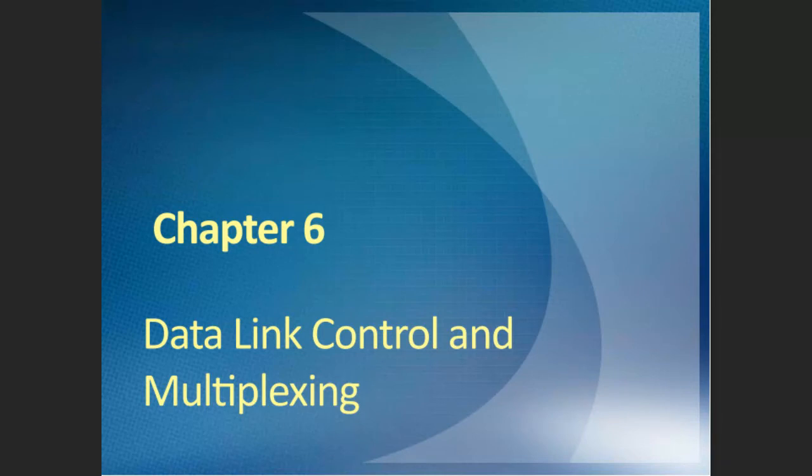So in this chapter, chapter 6 of telecom and WAN security, we will discuss and explain data link control and multiplexing. Data link control module.